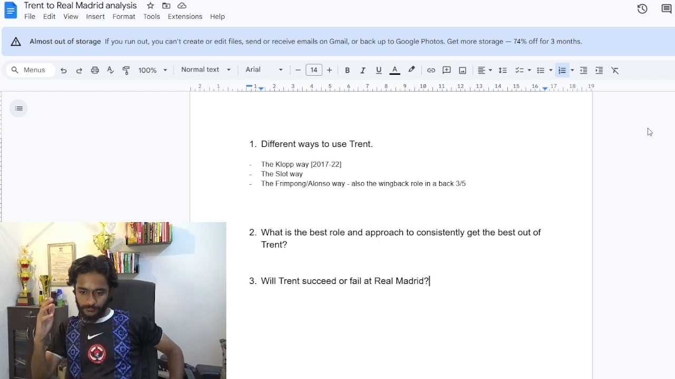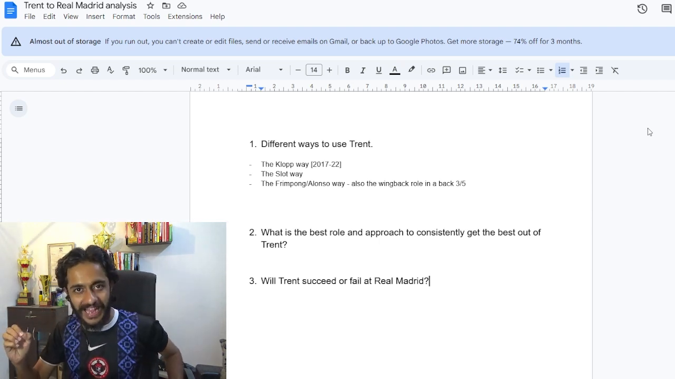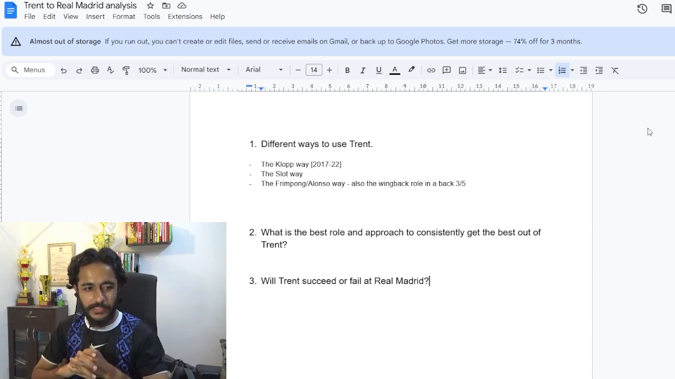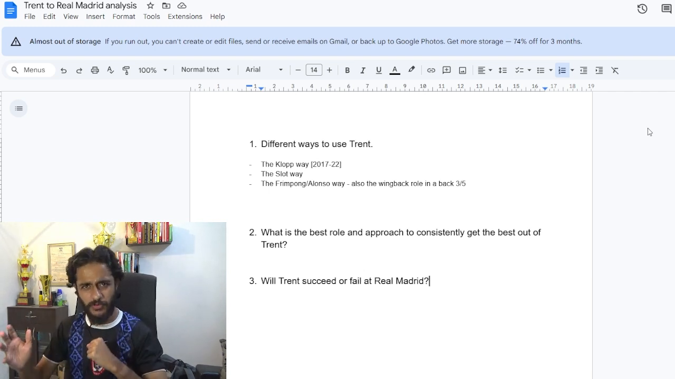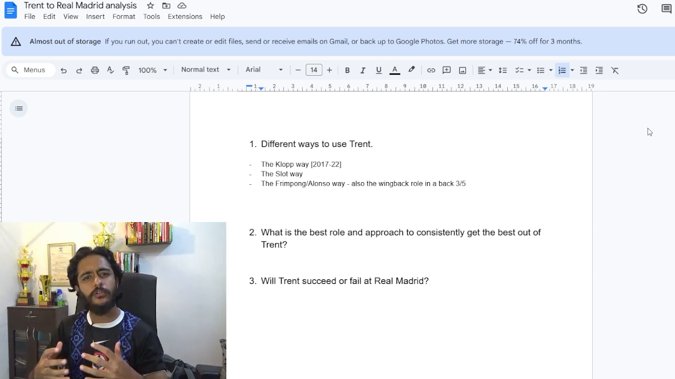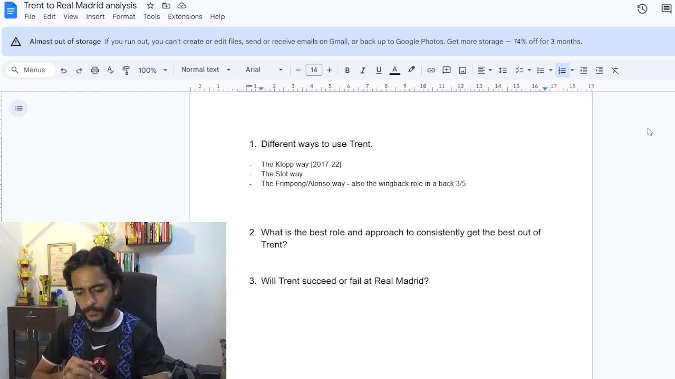So, as we all know, Trent has completed his move to Real Madrid. And the reason I'm shooting this video is I initially thought that this is something very clear. Everyone knows about this. Trent is going to play at Madrid and is going to be another brilliant creative force into an attack that is already quite brilliant in itself.